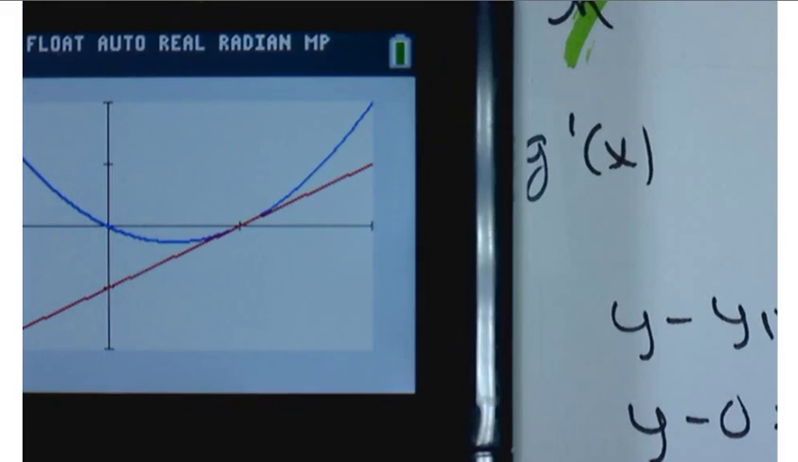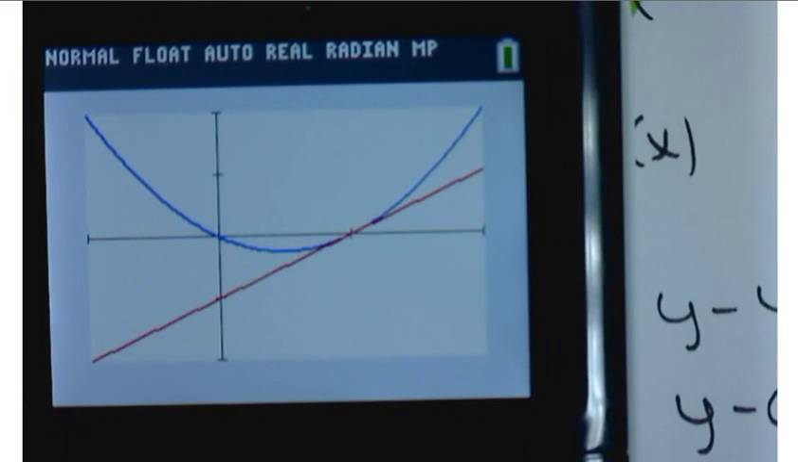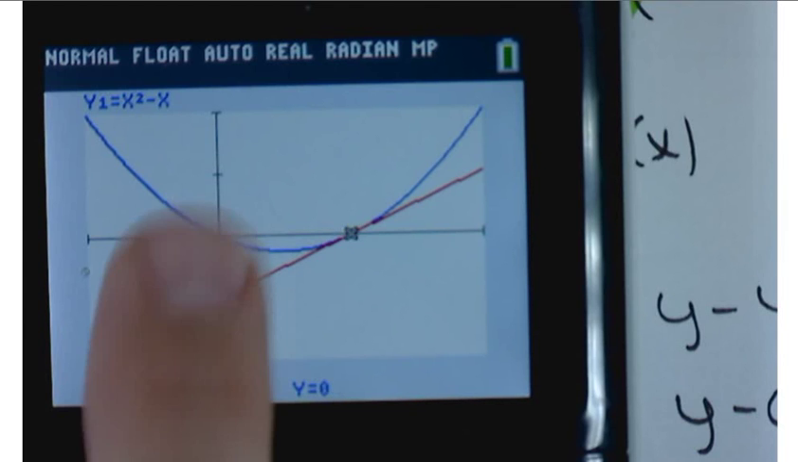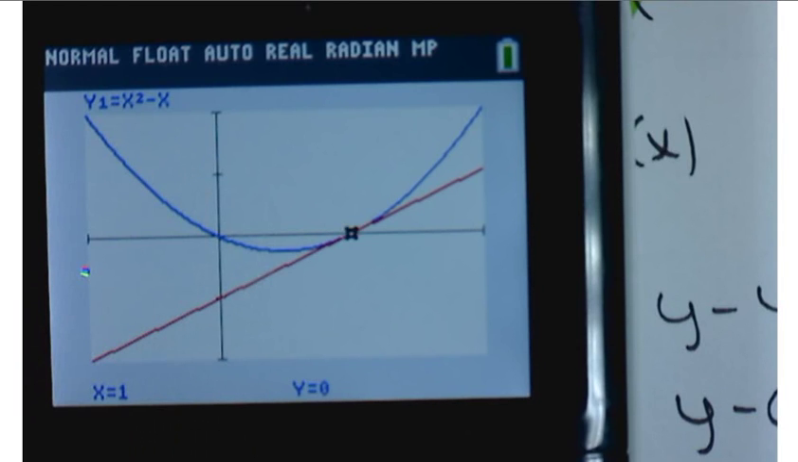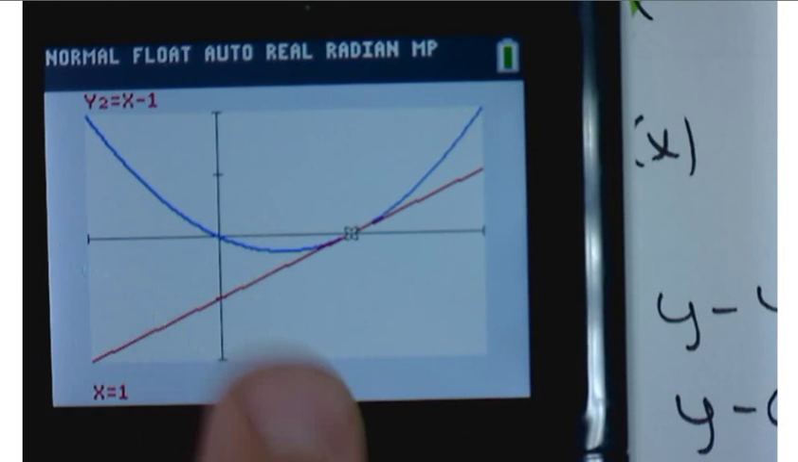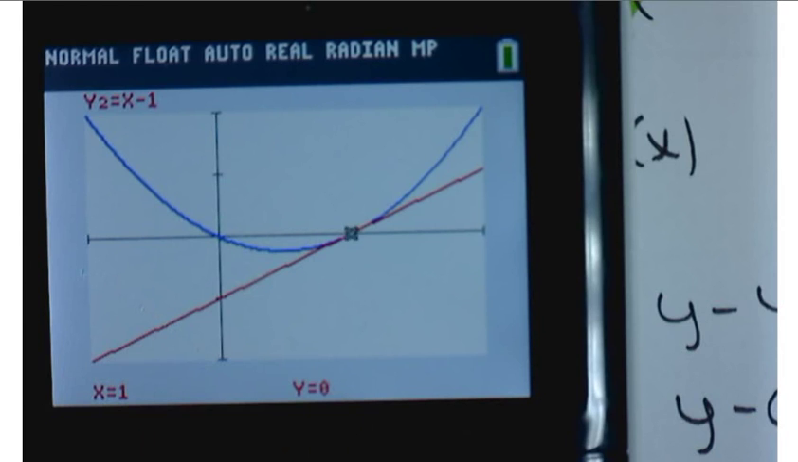You can kind of verify things a little bit. If you hit the trace key, it'll put a cursor on your calculator. And you can kind of move around over here. And, depending on how lucky you get, you might get close to 1. Now, look in the upper left-hand corner. It's telling me I'm on the first of my two functions. I'm on y1, and the coordinates are 1 and 0. If I hit the down arrow key, now I'm on y2, but notice I have the same coordinates, 1 and 0. So that point is on both graphs. So that's kind of reassuring. It should be on both graphs.